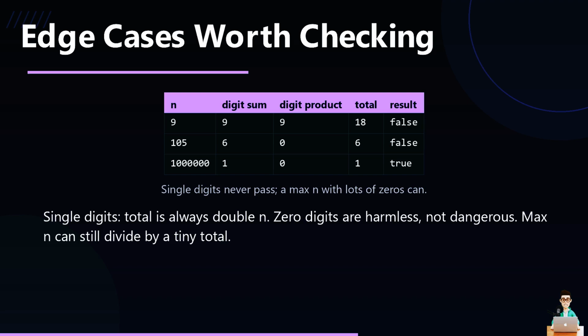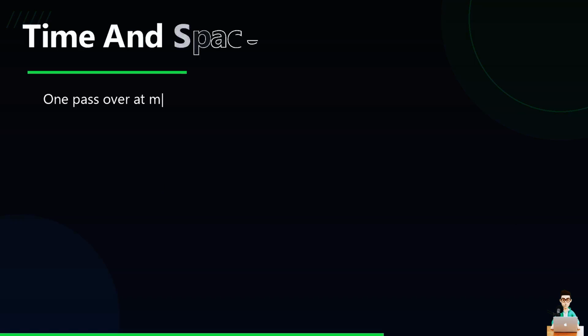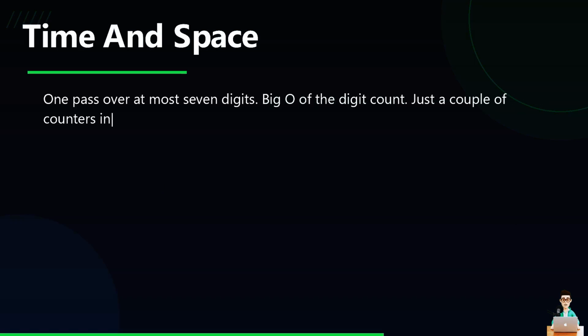This is one pass over the digits. So it runs in big O of the number of digits. At most 7 digits here. Basically instant. Space is just a couple of counters, so that's constant too. Whenever a problem asks you to check a number against something built from its own digits, the pattern is the same. Peel with mod 10, shrink with integer division by 10, combine everything, then compare once at the end.